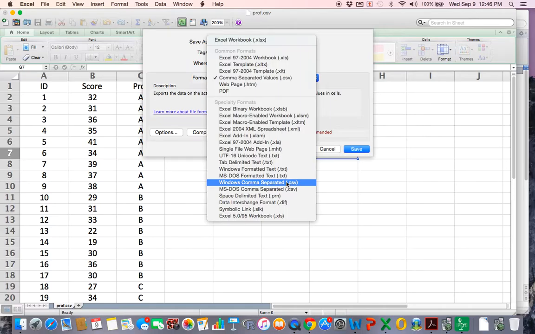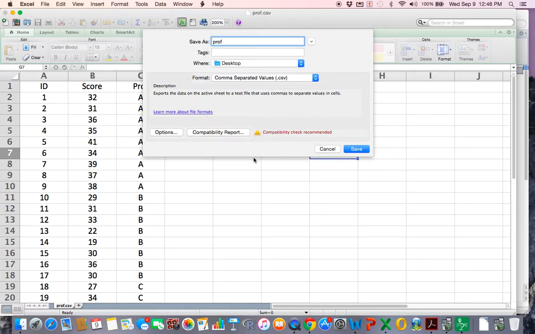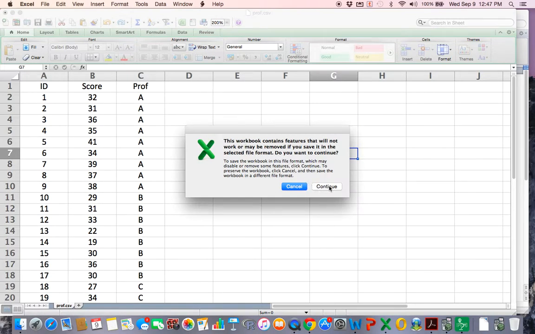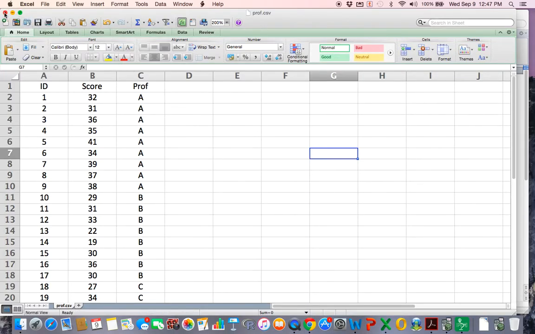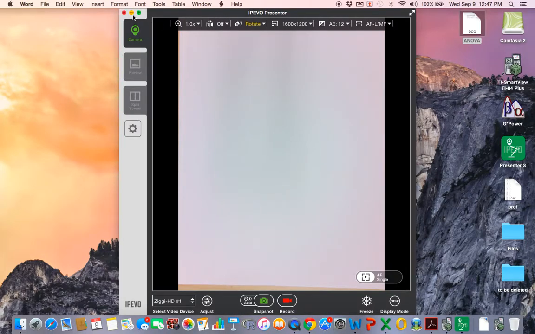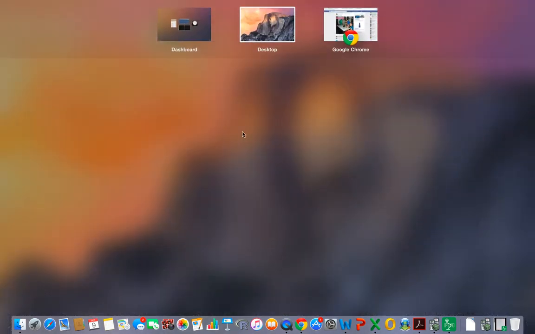I've done a lot of work on trying to figure out the easiest way to get data into R. The easiest and most stable way that I have found is to set it up in an Excel spreadsheet, convert it to .csv, and it opens seamlessly in R. So, guys, choose this one, not the ones at the bottom. Save it. I'm going to replace and hit continue, and we'll close that down because I don't need it anymore. And I don't need that anymore either, at least for a while.